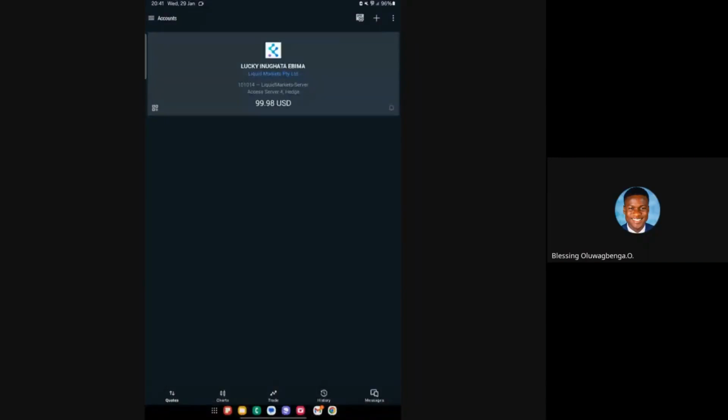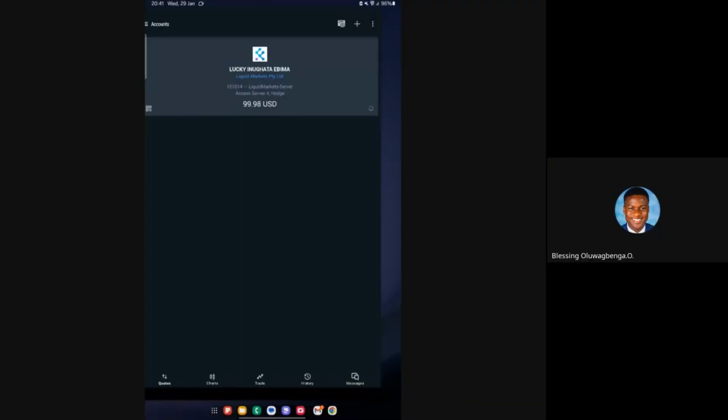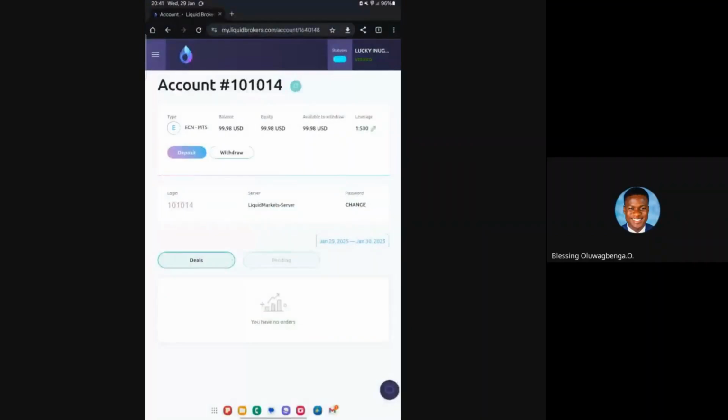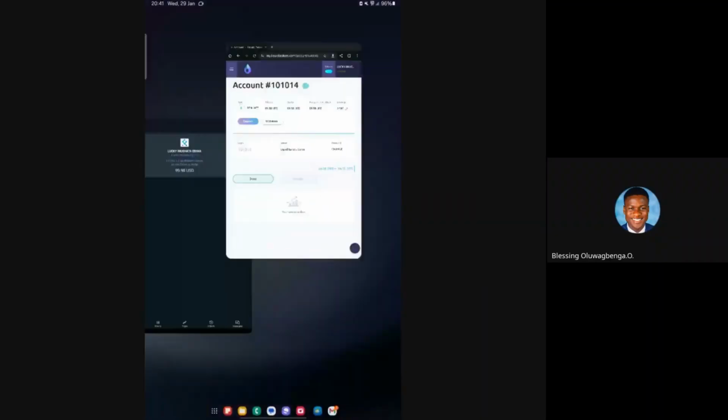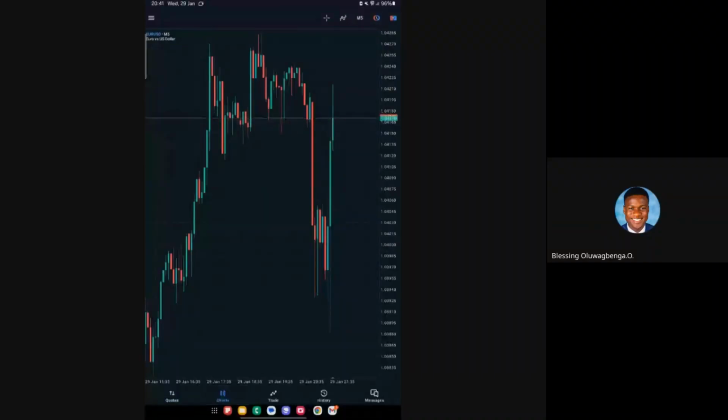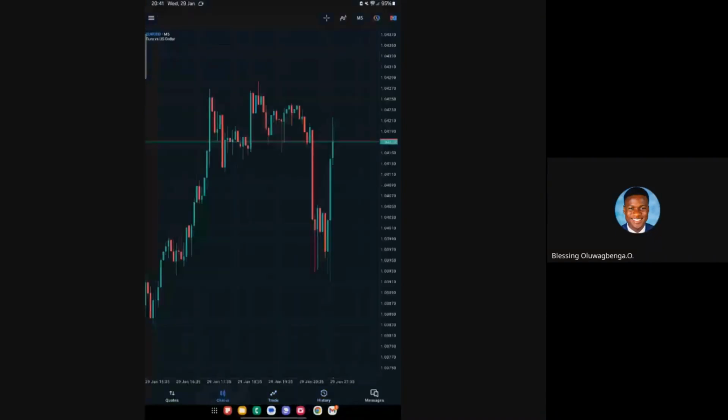So right now you've seen that the balance that was reflecting here, 99.98, is now reflecting on my MT5. So right now I can place a trade if I want to. All right. So you can see the currency pairs. So this is our trading platform now, our real account. So right now, let's talk about how we can place a trade.